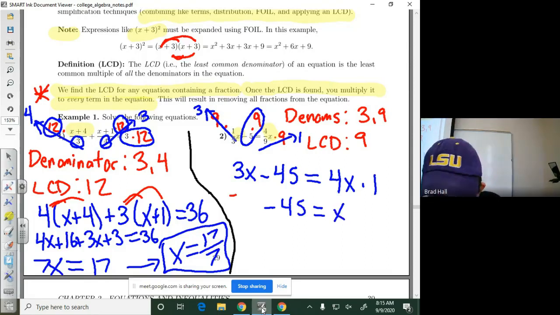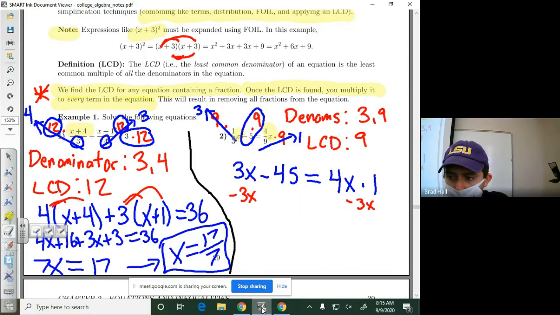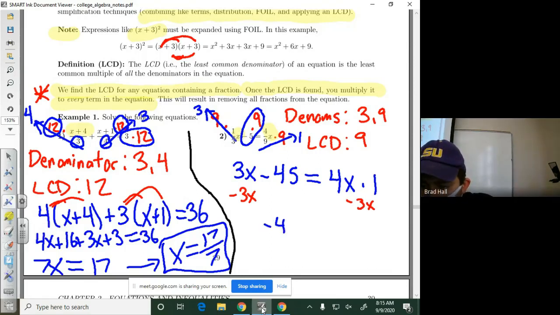And by subtracting 3x on both sides, we can combine like terms. And x is now solved for. X is by itself.